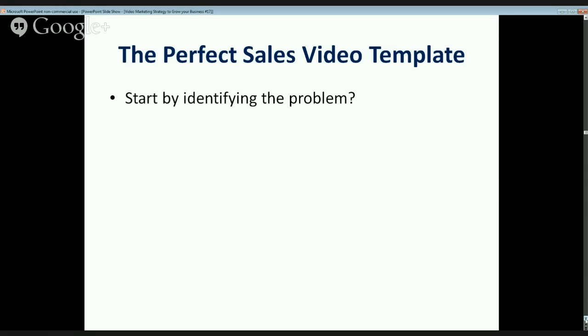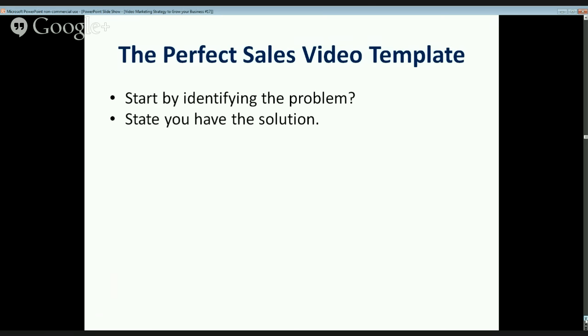Here you qualify your audience. If your audience doesn't have the problem, they'll click away and go somewhere else. But you want to get the right audience watching your video. So clearly identify the problem. Do you suffer from shoulder injury? And I'd say yes.